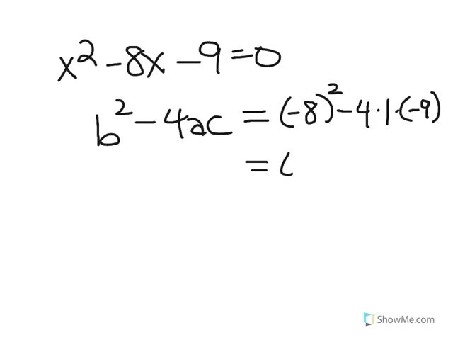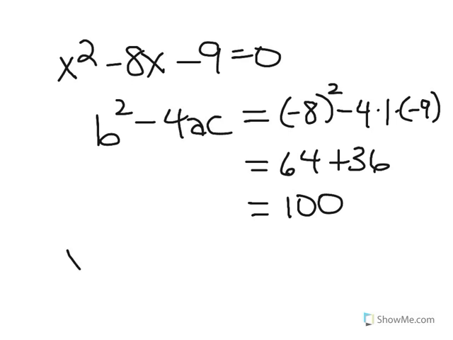Well, the square of negative 8 is 64. Negative 4 times 1 times negative 9 is positive 36. So the discriminant here is 100. What the value is isn't that big of a deal. The fact that the value is positive tells us that our equation will have two solutions.